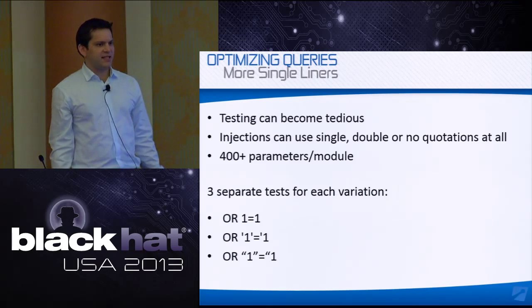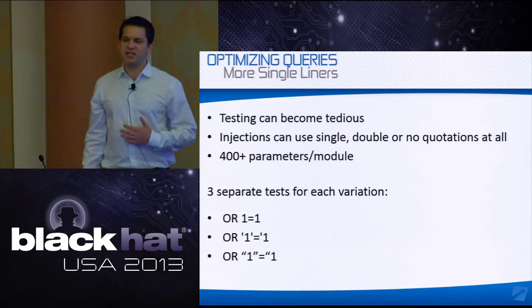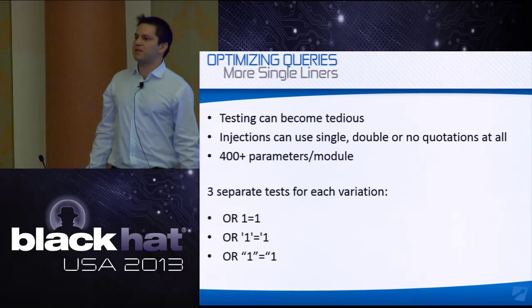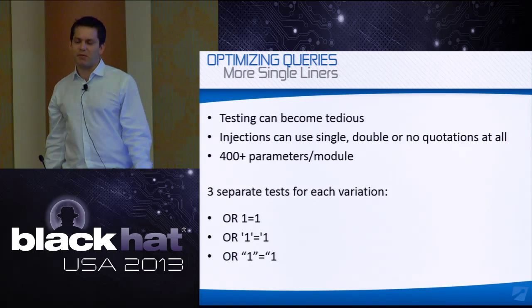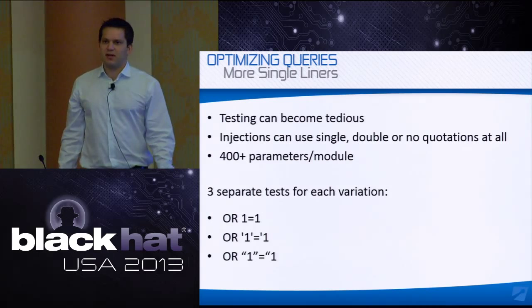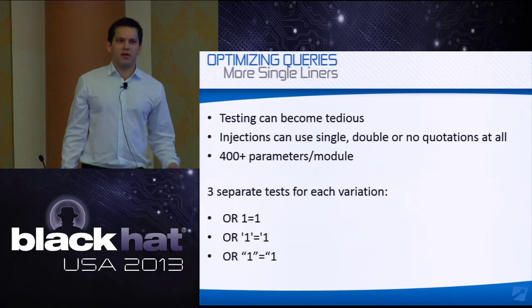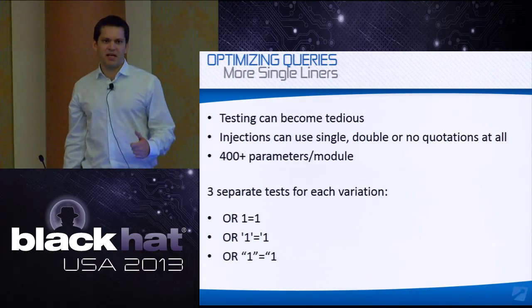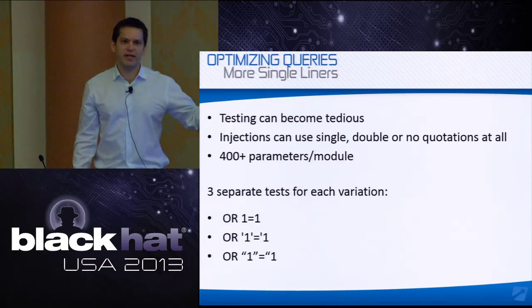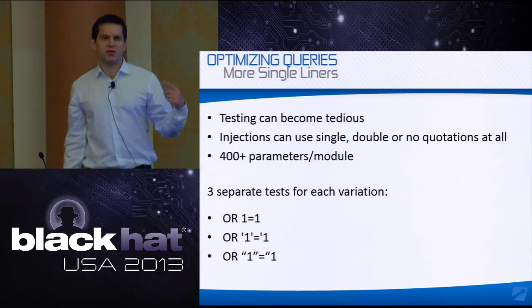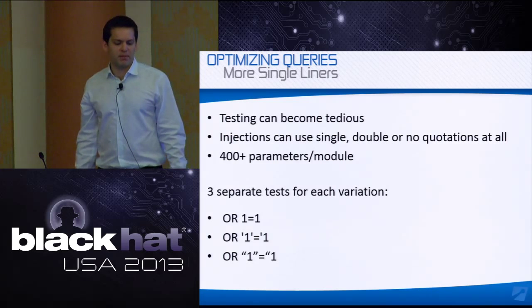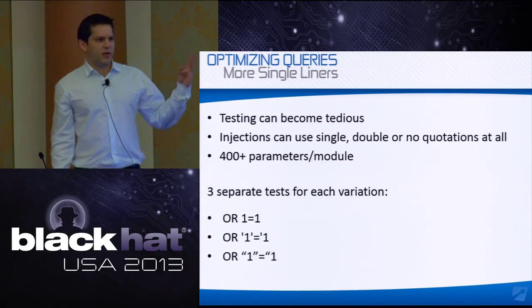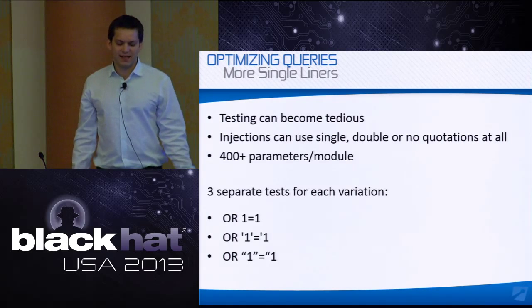So oftentimes testing can become very tedious. As a penetration tester, I've found web apps that have 400 parameters, or several modules with several parameters. For each SQL injection, we usually have to do at least 3 tests to see if it could be an integer type or no quotations. We could use single quotations or double quotations. So if we had a web app with 400 parameters, for each 3, we'd have to do 1,200 tests.